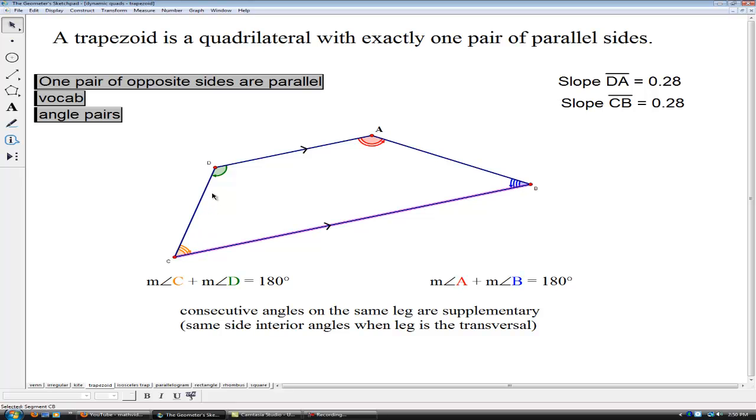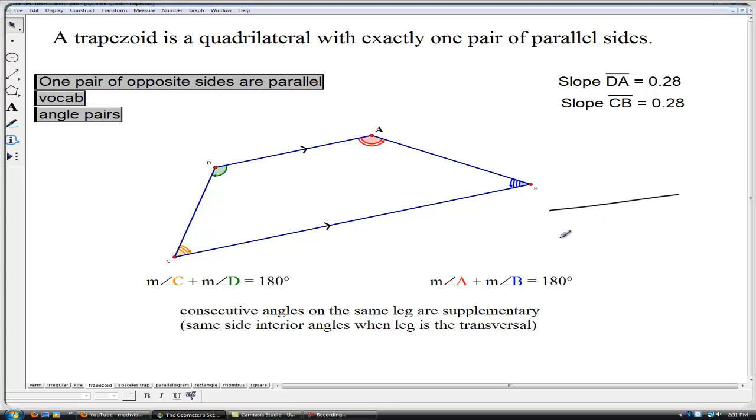involves the consecutive angles C and D, or B and A. But this property of them being supplementary does not apply to the base angles. So C and B do not follow this property. I would say the consecutive angles on the same leg. So B and A are on the same leg, therefore their sum is 180 degrees. They're supplementary. And angle C plus angle D also adds to 180.